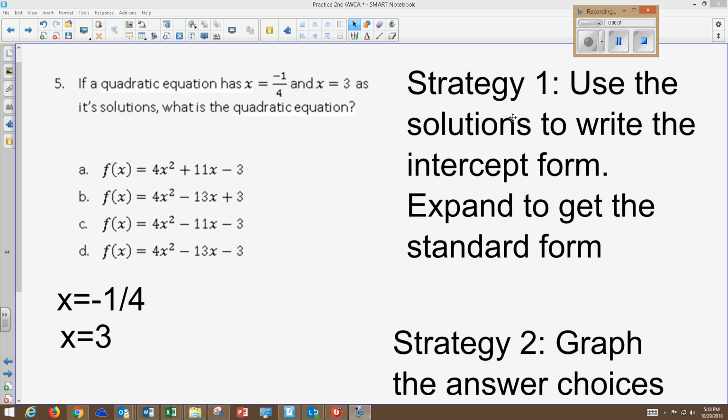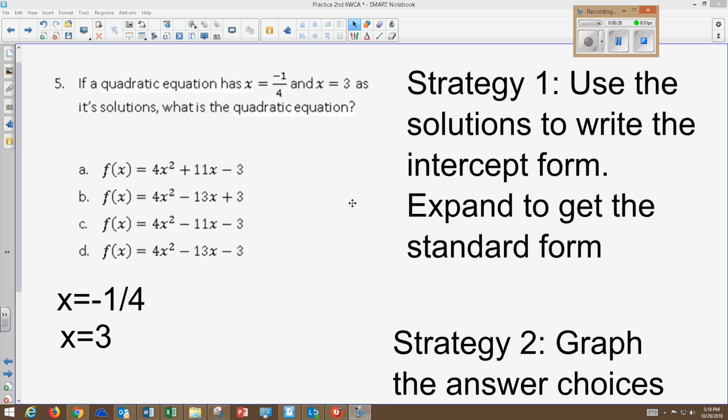Okay, in problem number 5, if a quadratic equation has x is equal to negative 1/4 and x equals 3 as the solutions, what is the quadratic equation? So here we're actually going from the solutions all the way back to the standard form. And as you can see, we have 4 standard forms. So which one is it?